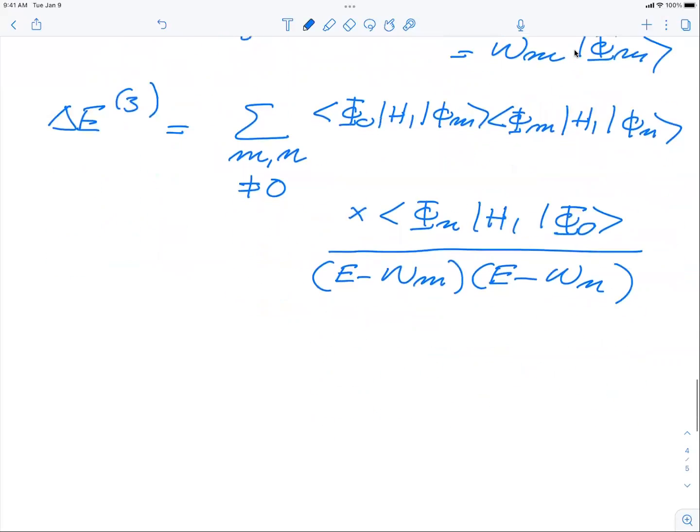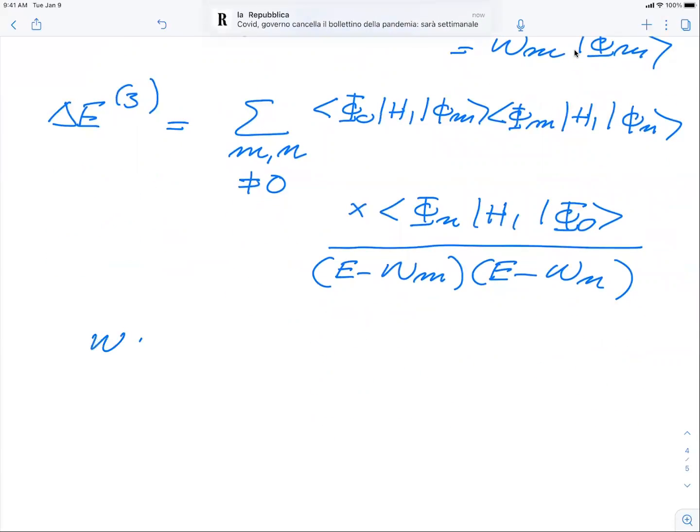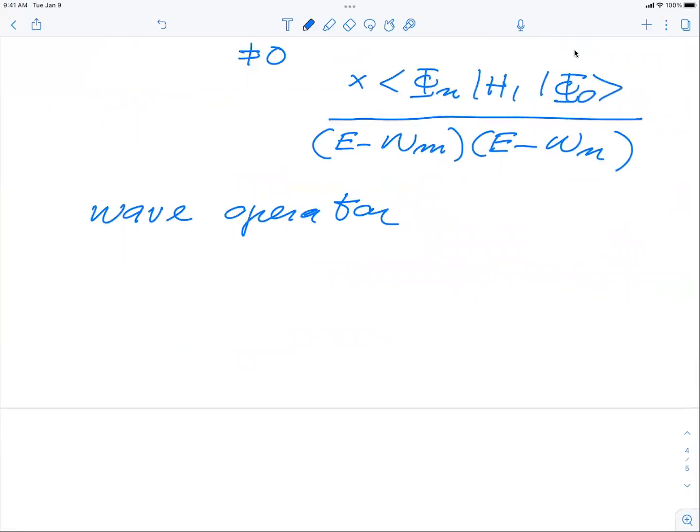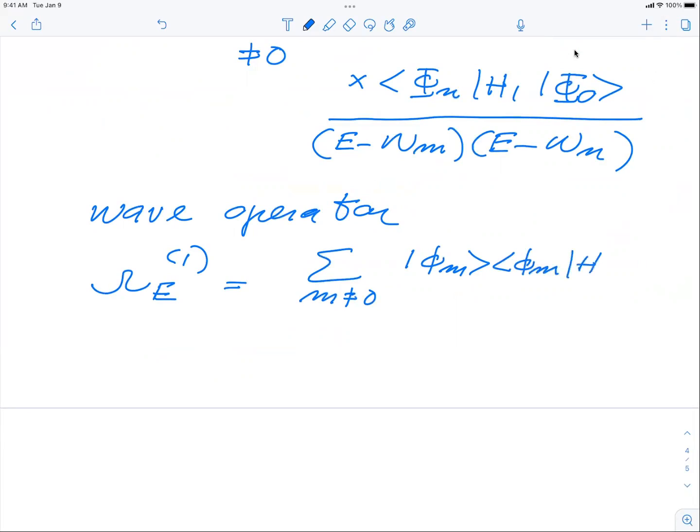It means then that you can define the wave operator to given orders in the interaction. So if we look at the wave operator, let's just list this for first order. We would have a wave operator to first order in Brillouin-Wigner perturbation theory. And that's going to look like a sum over m different from 0, and then I'm going to have phi_m, my phi_m, and then a matrix element H_I phi_0, and this is divided by E minus W_m.